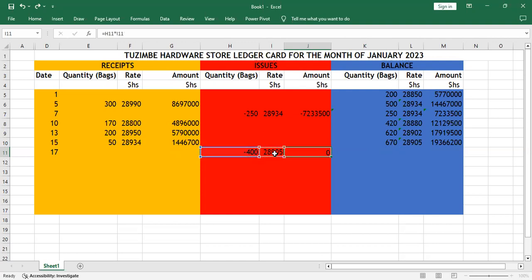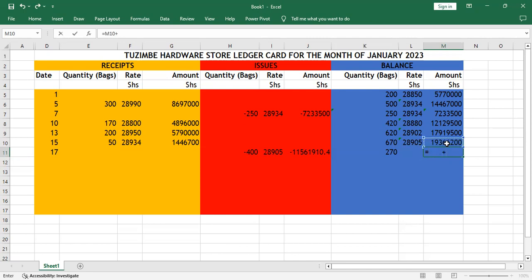The rate, of course, don't forget that we have to adjust our balances. So we need to find out how many bags we have after this issue. It's 670, and of course, I'm removing 400 bags. We end up having 270 bags. Don't forget to update your balances.